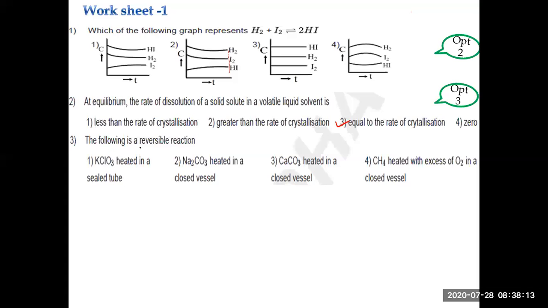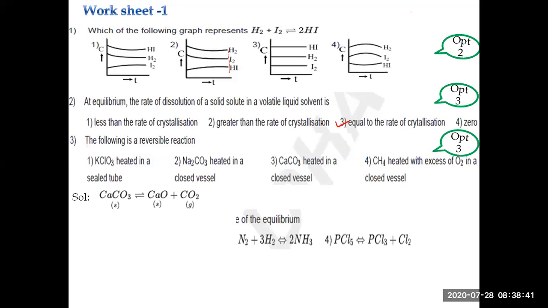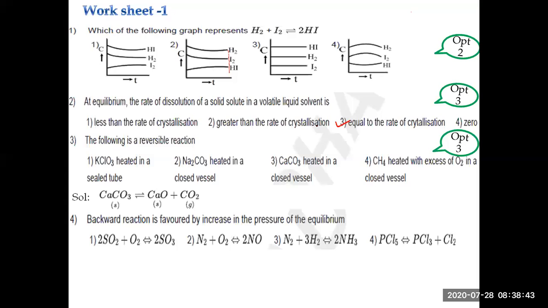The following is a reversible reaction. Which is a reversible reaction? See, all decomposition reactions are not reversible. They are mostly irreversible. Option 3. Calcium carbonate decomposition is reversible for the reason that calcium oxide can again absorb carbon dioxide and give back the calcium carbonate, limestone.